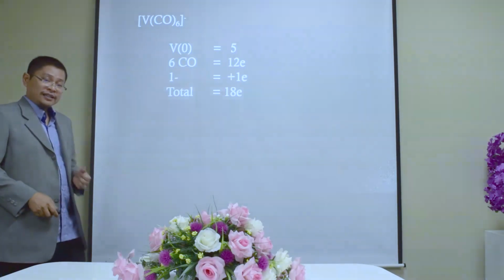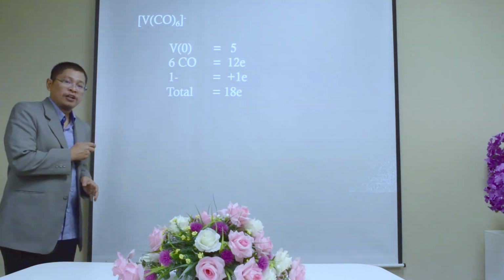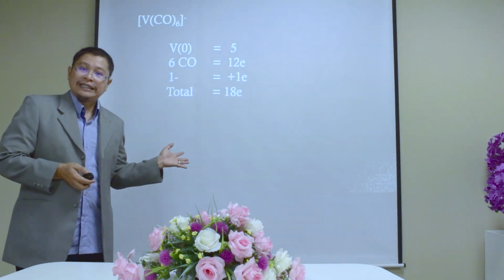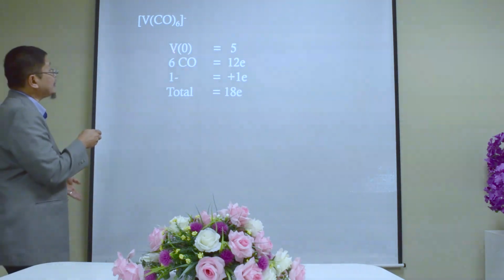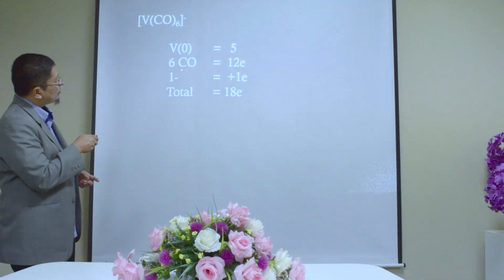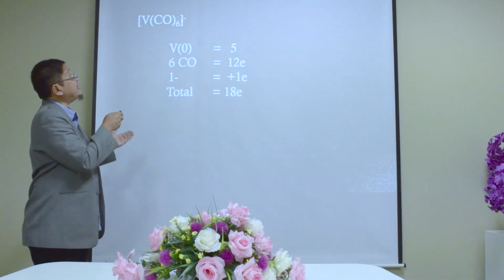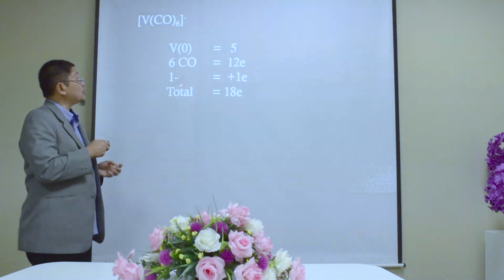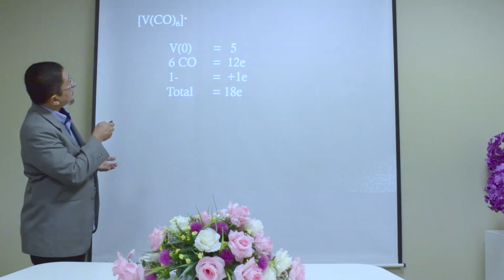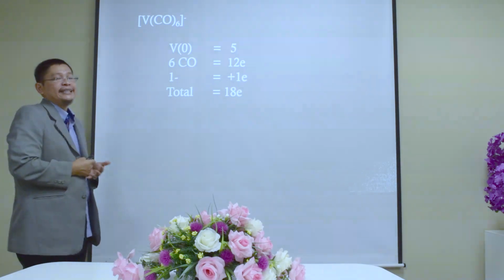This is another example, vanadium. But this now has a charge. So you do as shown in the last 2 examples. Look at the metal. Vanadium is group 5, so it's 5 electrons. CO, 6 CO times 2, we have 12 electrons. But it has a negative charge, so you add electrons based on the number of the charge. It has one negative charge, so we add one electron. So the total becomes 18 electrons.